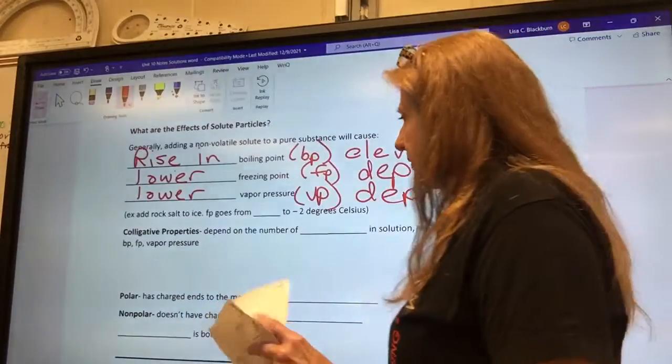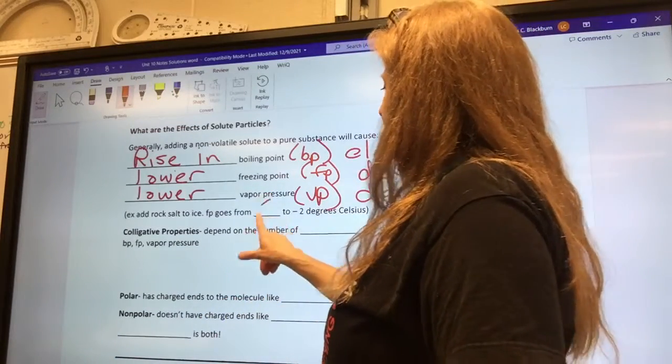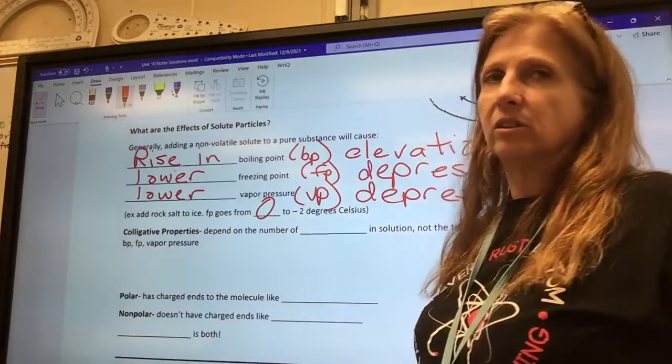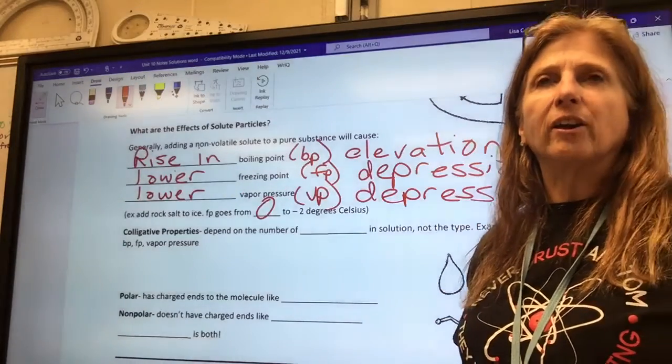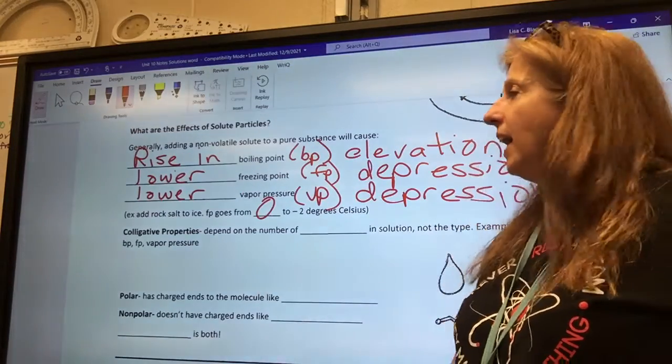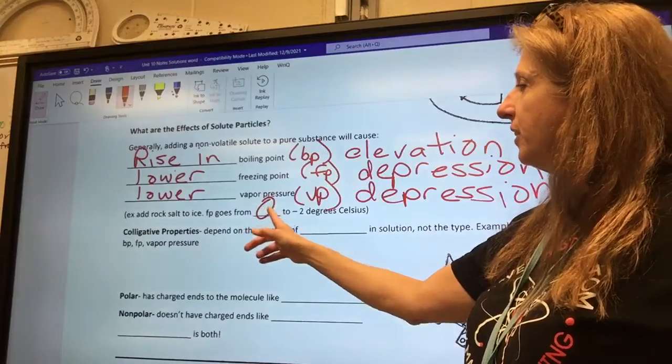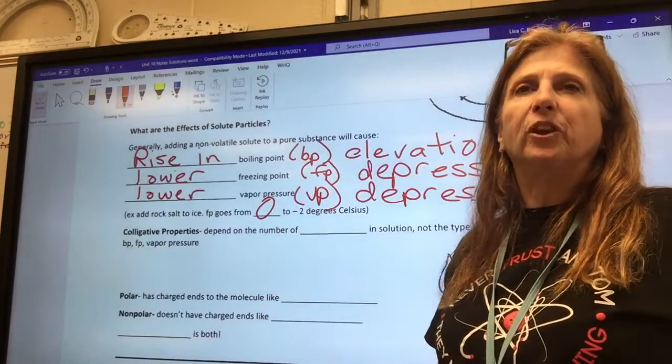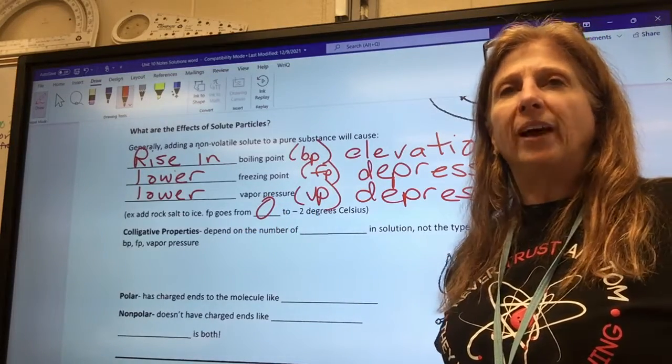So, all right. So if you add rock salt to your ice cream maker, listen, instead of the water freezing at 0, it freezes at -2. So it makes you get ice cream faster.